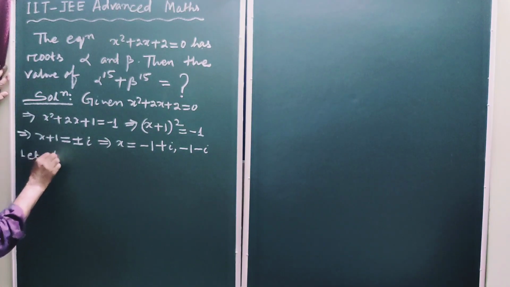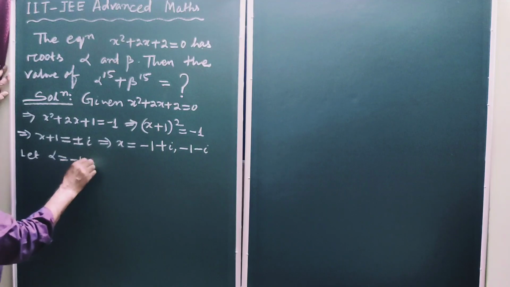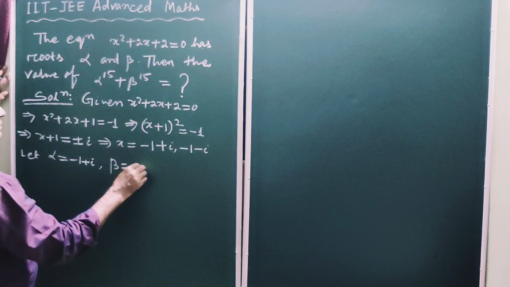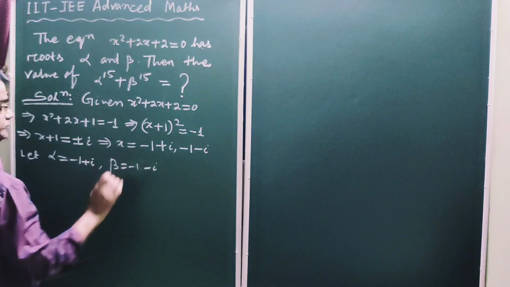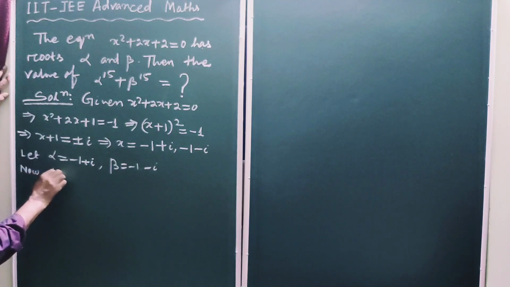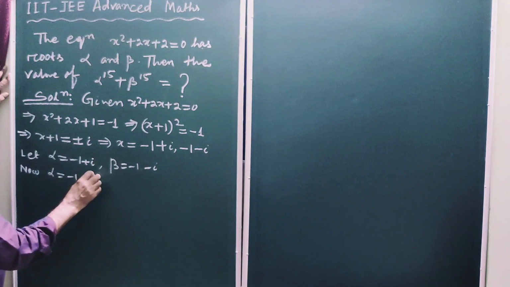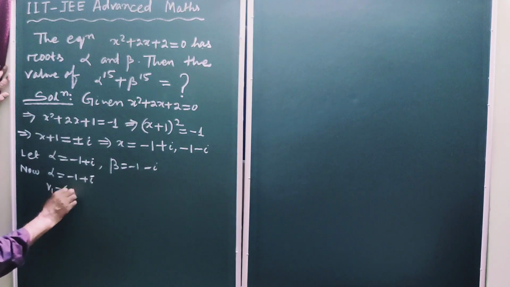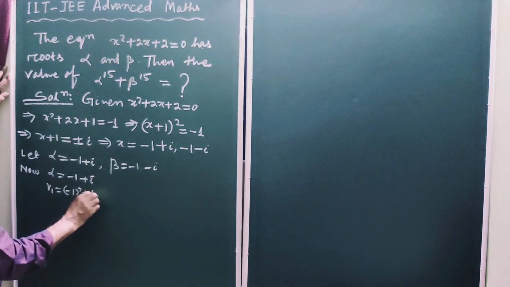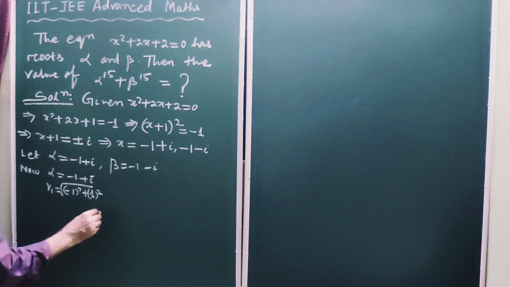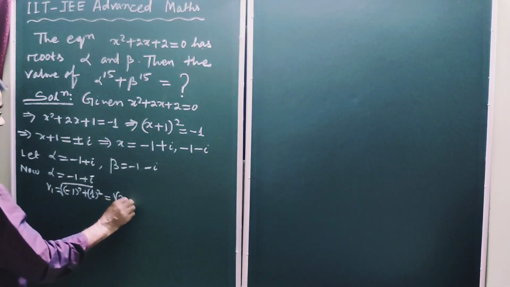Let alpha is equal to minus 1 plus i, and beta is equal to minus 1 minus i. Now alpha is equal to minus 1 plus i. So r1 is equal to the square root of minus 1 squared plus 1 squared. That is, the square root of x squared plus y squared is equal to root 2.